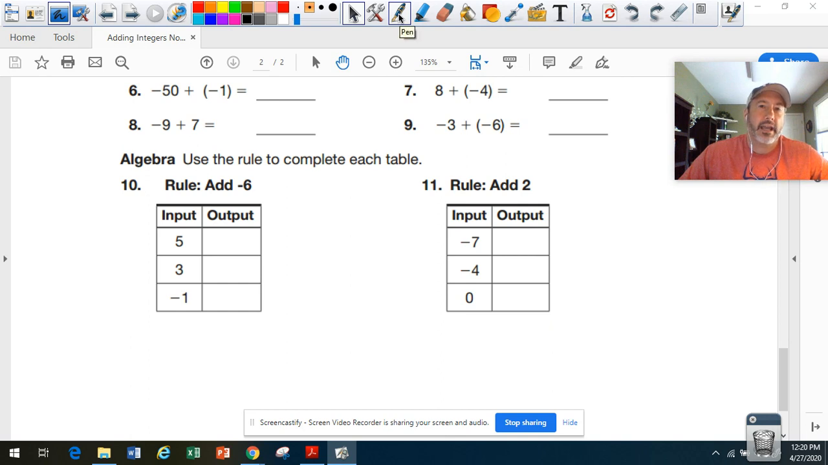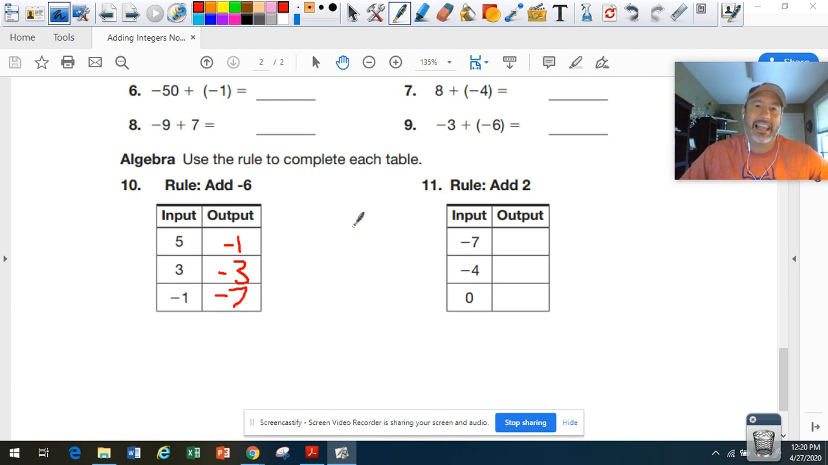Here we go. Okay, so as you see here, we have 5 plus -6. Signs are different. So go 6 minus 5 is 1. Which is larger? The 6 is. It has a negative, so the answer is -1. Next one here, 3 plus -6. Signs are different. 6 minus 3 is 3. 6 is larger. It has a negative. The answer is -3. -1 plus -6. Signs are the same. Add them together, keep the sign. Answer is -7. Very good, guys.